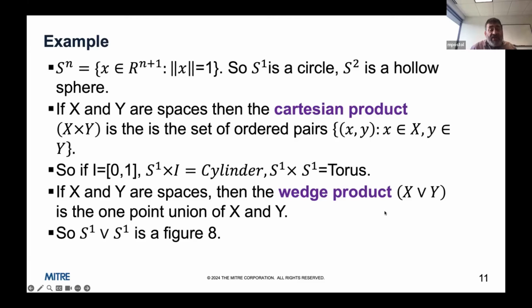And also, for example, we'll talk about the wedge product, X wedge Y, which is just the one point union of X and Y. So for example, two circles is just going to be a figure 8.